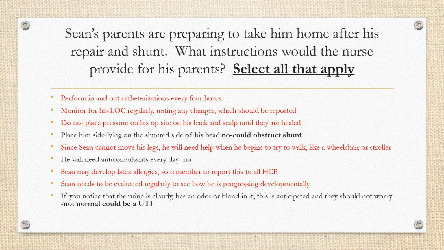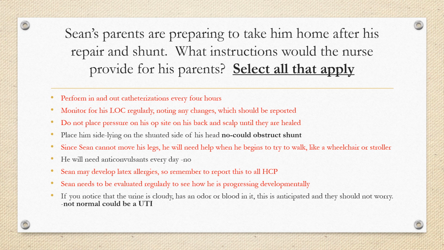Sean's parents are preparing to take Sean home after his repair and shunt. What instructions would the nurse provide for his parents? Select all that apply. So we're going to go through each of these. Perform in and out catheterizations every 4 hours. Yes, he's going to need to be cathed. We've determined that he is having issues with urinating on his own. Monitor his level of consciousness regularly, noting any changes which should be reported. Yes, that could be a change in our intracranial pressure, so we could have maybe a shunt malfunctioning.